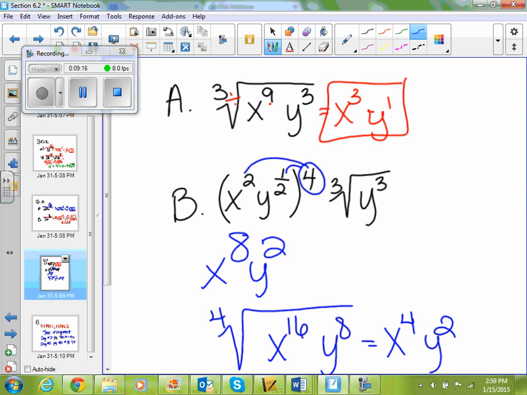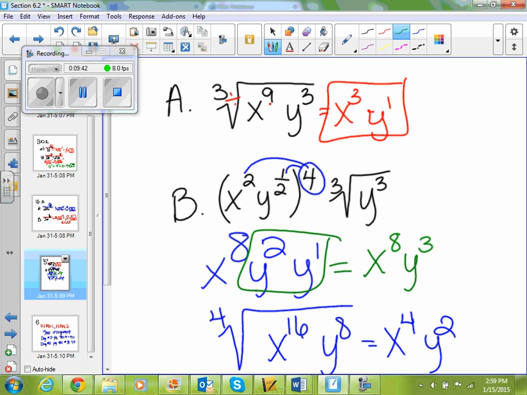Okay, so we simplified this first part. What do we do with these 2 3s? Divide them. Okay, so 1. So I get x to the 8th, y squared, y to the first. But I have these like terms that I need to combine, right? 2 y's. Okay, so I have 2 y's here and 1 y here, so how many y's do I have total? 3. So x to the 8th, y cubed. That's it. And you're done.